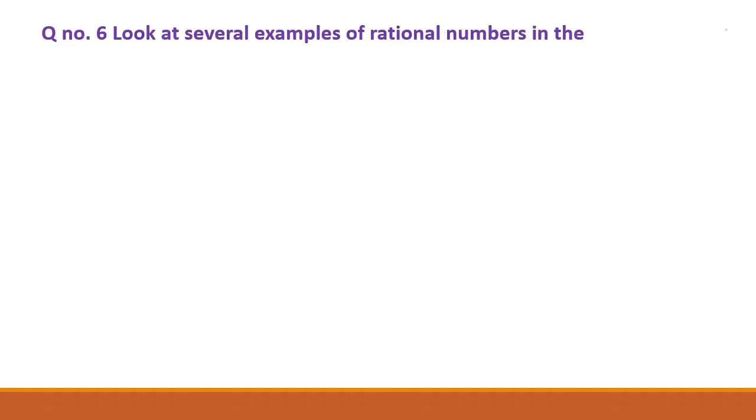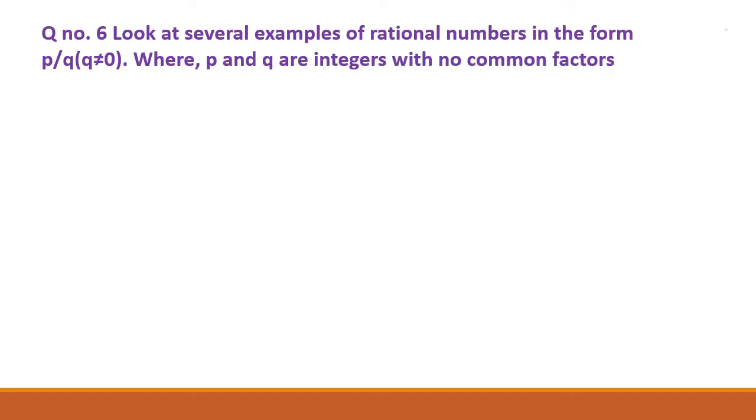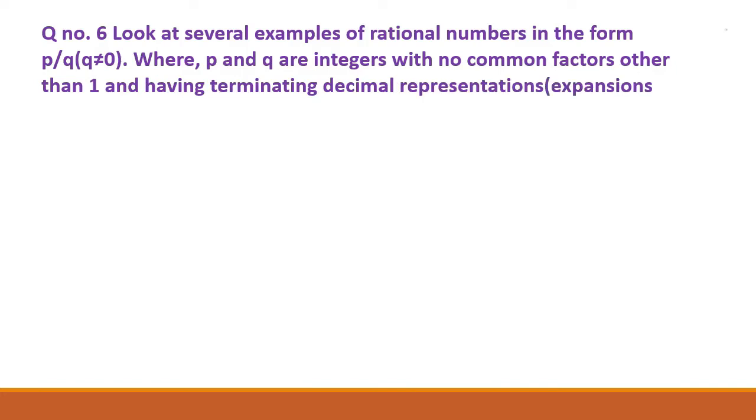Chapter 1, Exercise 1.3. Question number 6. Look at several examples of rational numbers in the form p by q, q not equal to 0, where p and q are integers with no common factors other than 1 and having terminating decimal expansions. Can you guess what property q must satisfy?